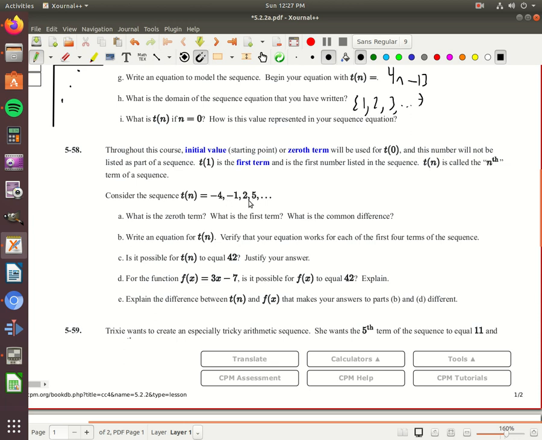So consider this sequence. What is the 0th term? Well, here's the first term, here's the second term, here's the third term, here's the fourth term. So if I wanted to go backwards to get the 0 term, it looks like it would be negative 7. What's the first term? The first term is negative 4. And what's the common difference? It is plus 3. So write an equation for t of n. So I will say t of n equals 3n minus 7. And again, that negative 7 is not part of the sequence, but it does help describe it.